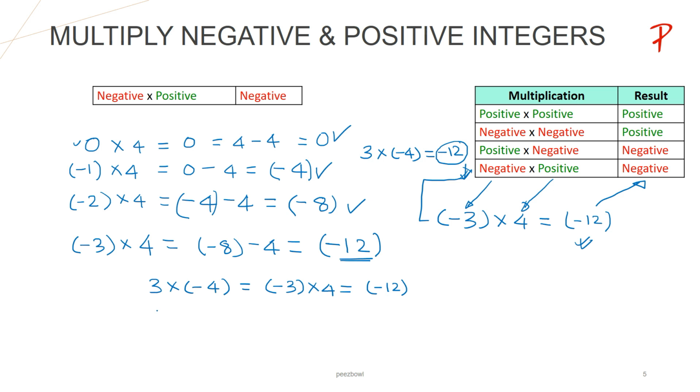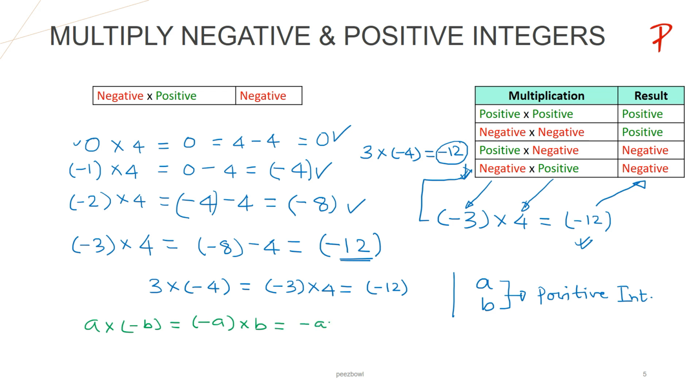Or if we want to generalize it, let us say we have two positive integers a and b. A and b both are positive integers. So we can say that when we have two positive integers a and b, then a multiplied by minus b is the same as minus a multiplied by b, which is minus ab, right? Hope this is clear to you.